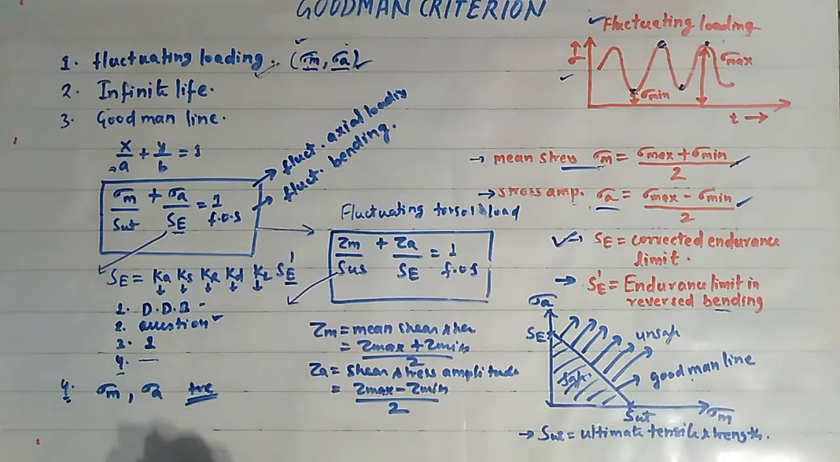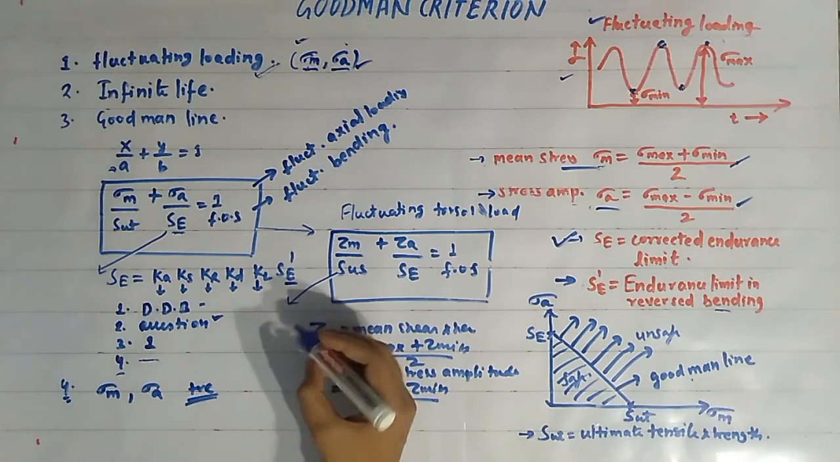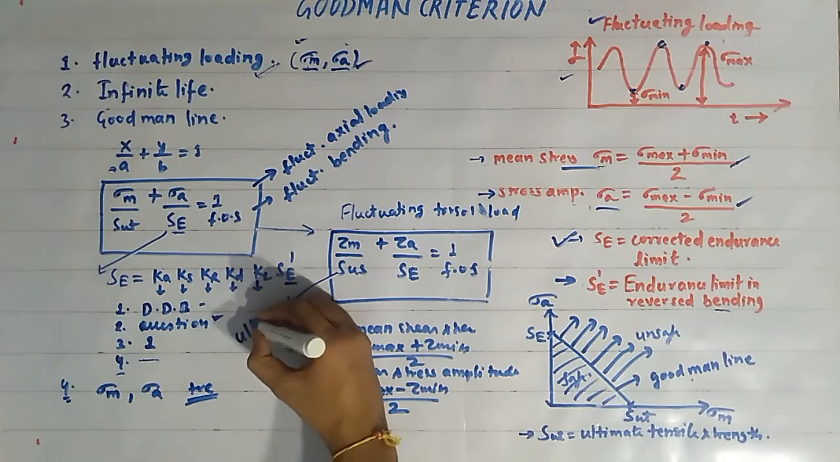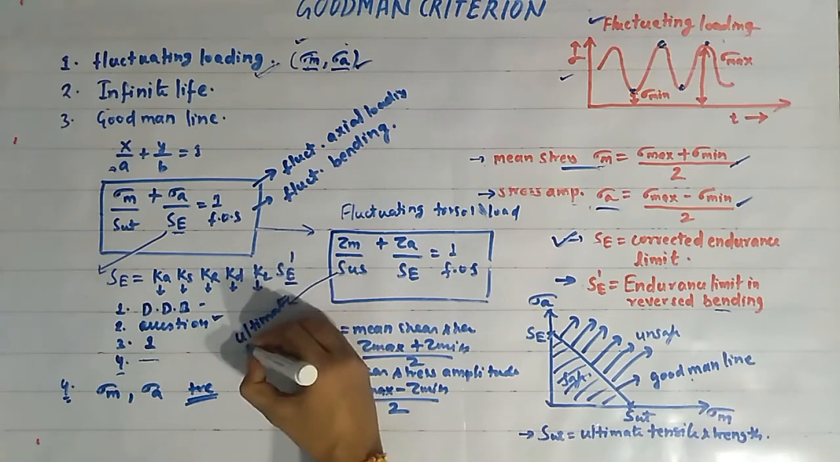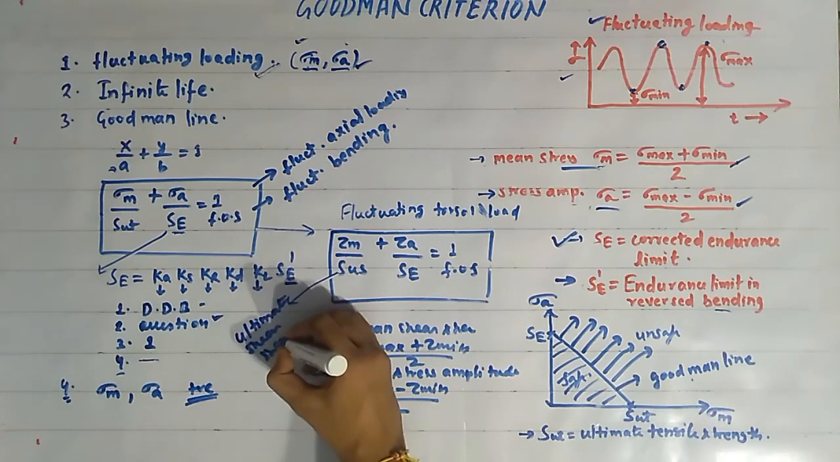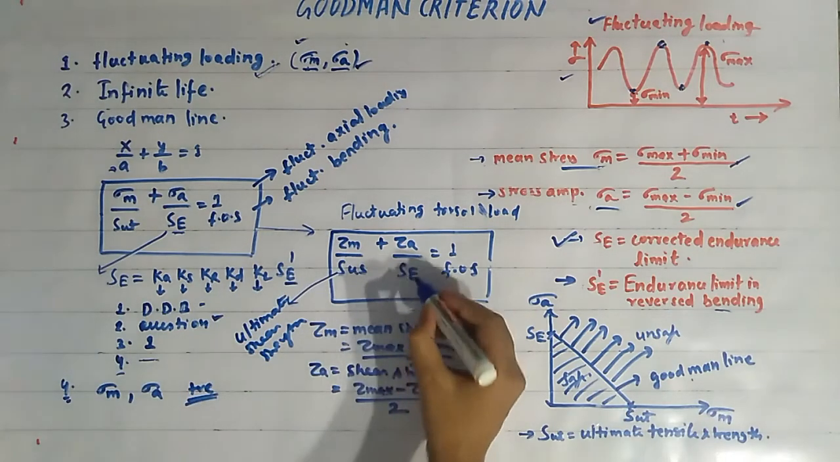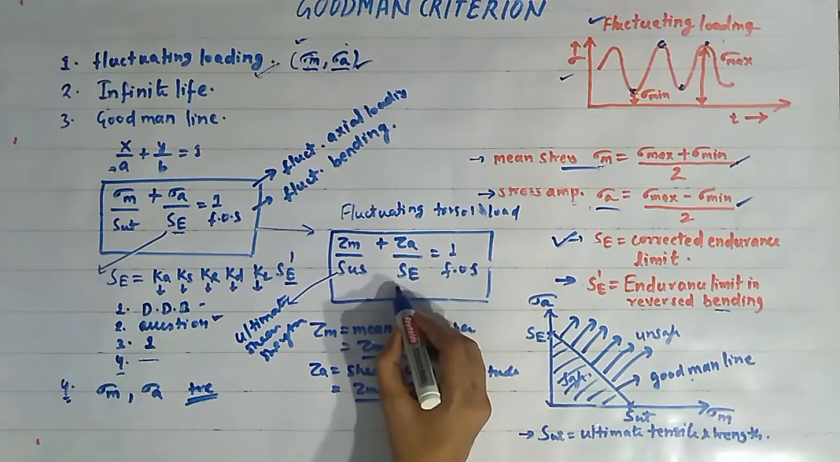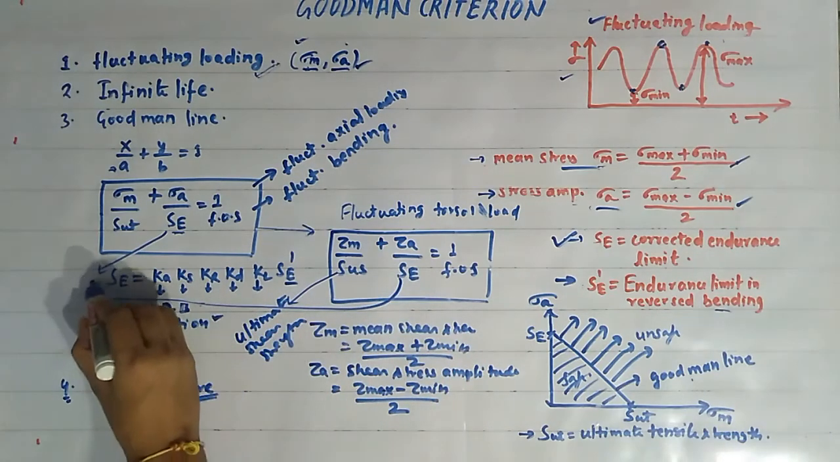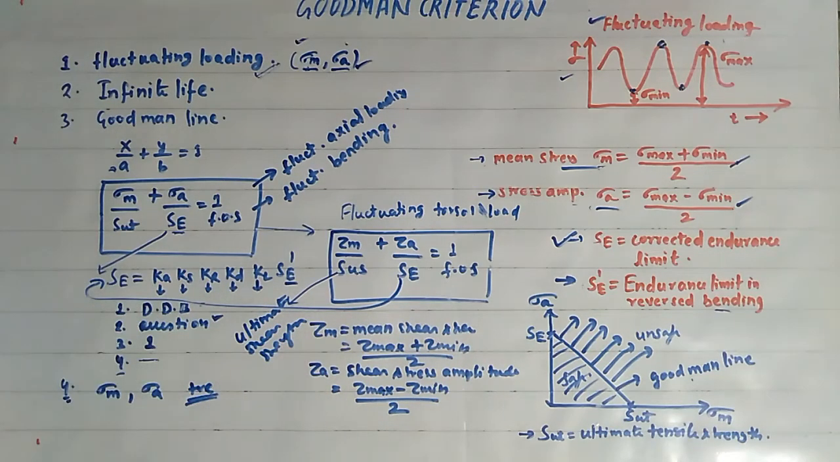Here SUS is the ultimate shear strength. Okay, it is the ultimate shear strength. And here SE is the corrected endurance limit, and it can be found out in the same way as we have obtained in the earlier case.